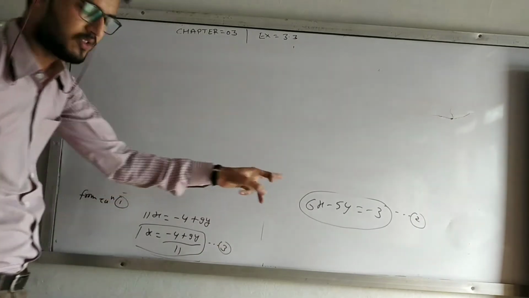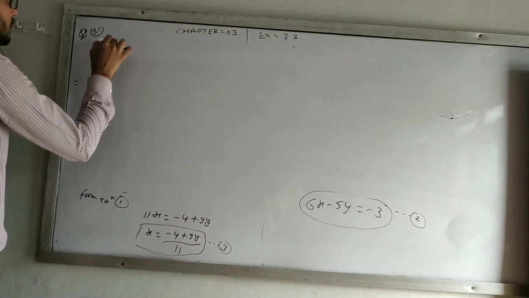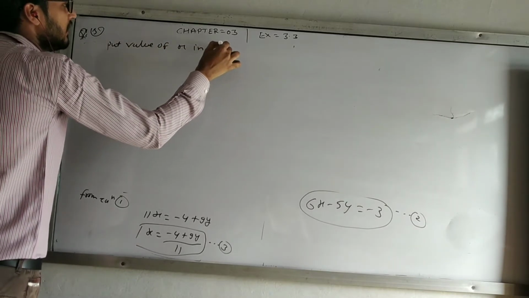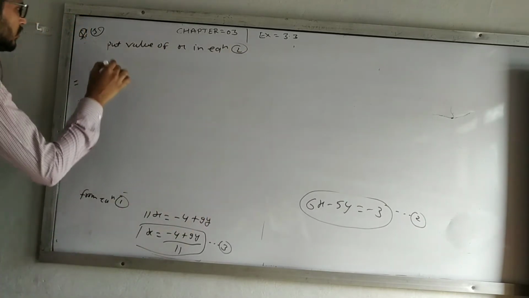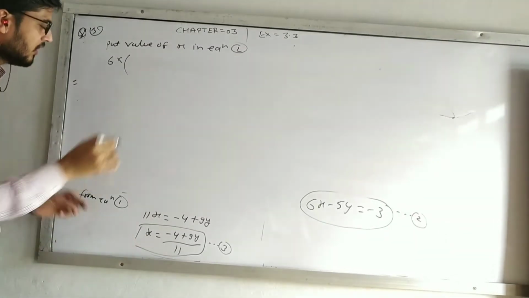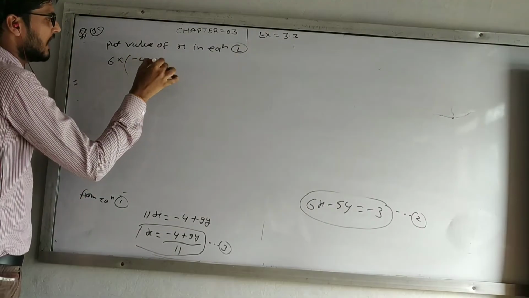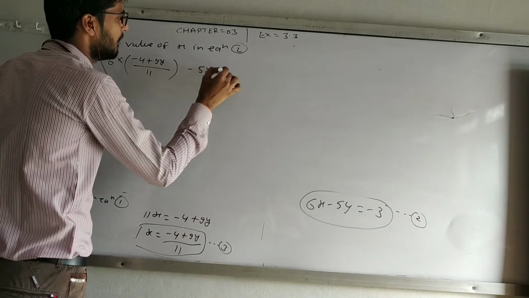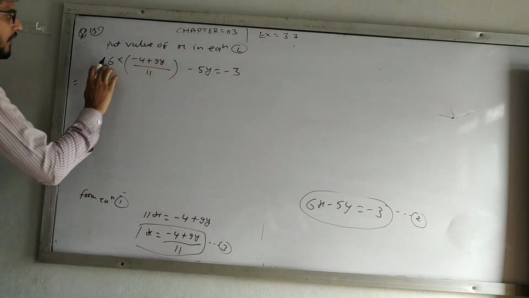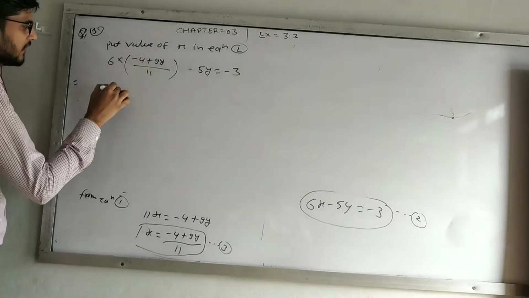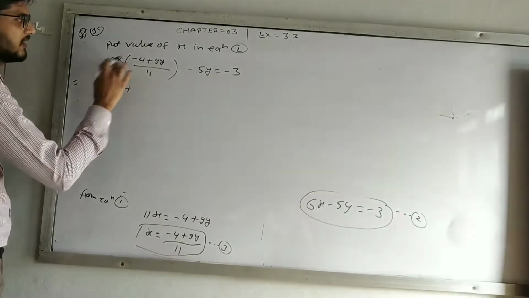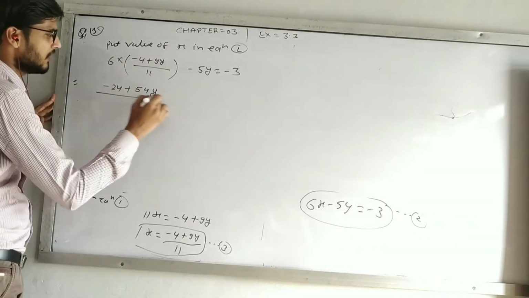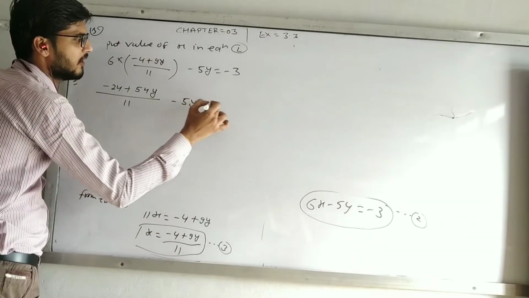So this is our equation second. Now we put the value of x in equation second. So 6 into the value of x, which is (-4 + 9y)/11, minus 5y equals -3. First we multiply 6 into -4, we get -24, plus 6 times 9y is 54y, upon 11, minus 5y equals -3.